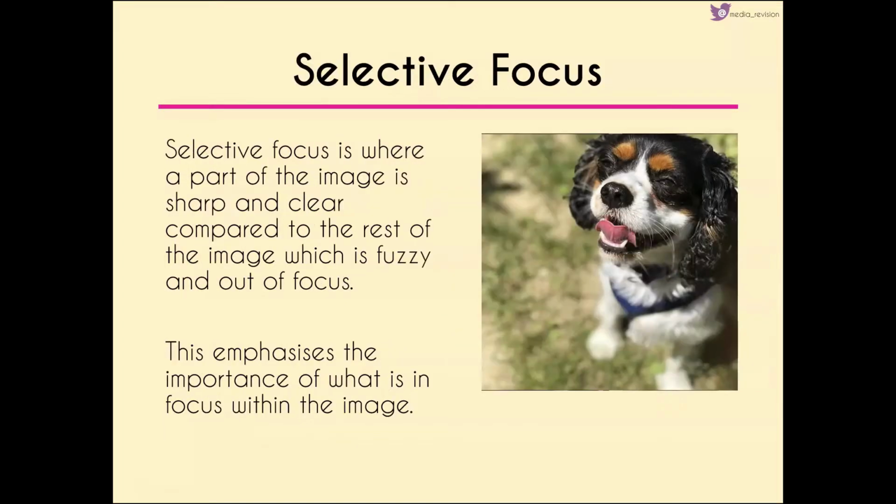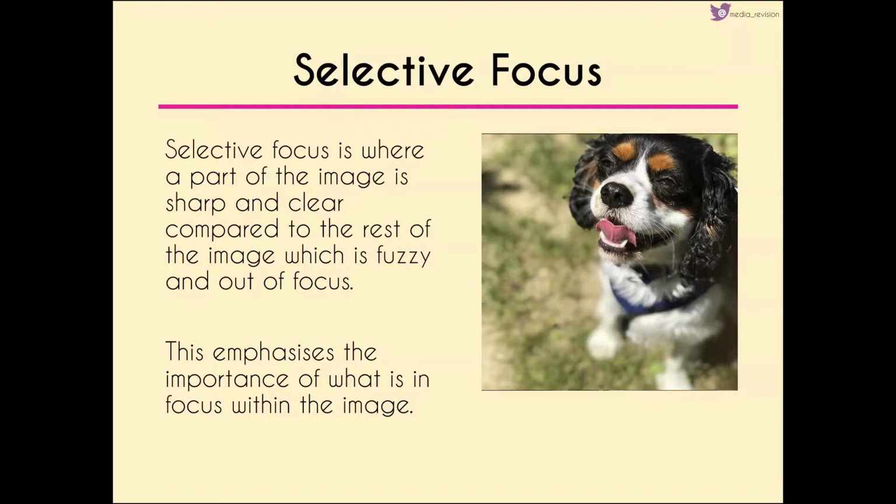Selective focus, again, it can be any kind of shot, so long shot, mid shot, close up, but it's where part of the image is sharp and clear compared to the rest of the image, which is fuzzy and out of focus. So this emphasises the importance of what's in focus. So here Devlin's face, his chops, his snout, they're all really important compared to the ground and his legs, and that sort of thing. So we can make more emphasis on the bit that's in focus compared to the bit that's out of focus.